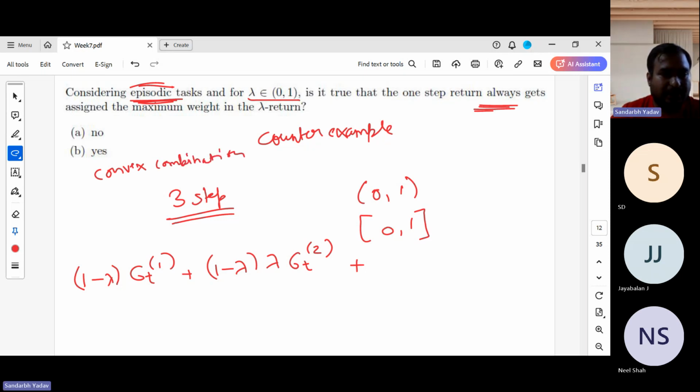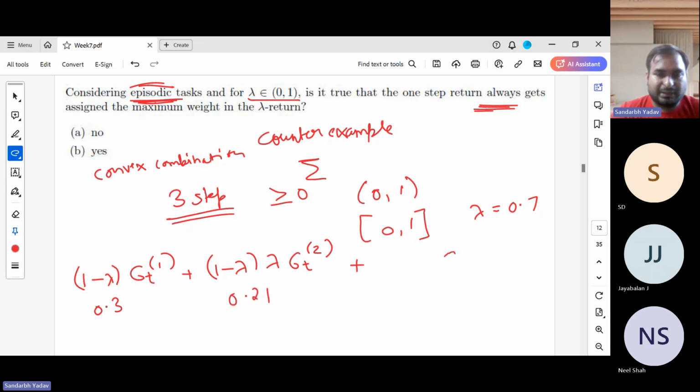Convex combination means that all these weights should be greater than or equal to 0, and they should also sum to 1. Suppose we start with lambda equal to 0.7. Here the weight will be 0.3, which is 1 minus lambda. Then 1 minus lambda is 0.3 and lambda is 0.7, so the next weight will be 0.21. For the third term, if we subtract the sum of these two, which is 0.51, from 1, that weight should be allocated to the three-step return. So here the weight will be 0.49.